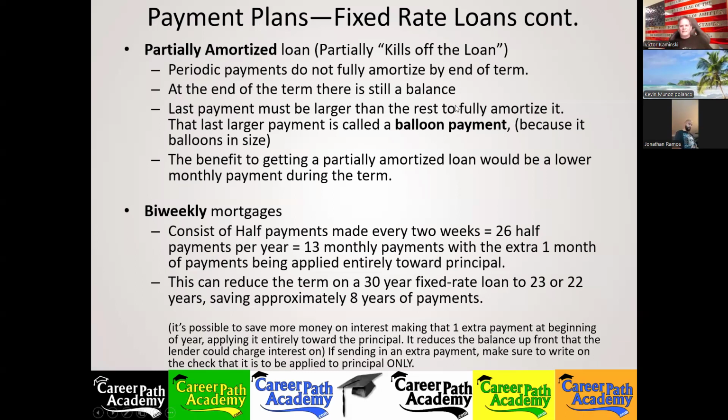Now, why would you want to get this type of a loan that doesn't fully amortize and the last payment is much larger than the rest? Well, because then throughout the term of the loan, your monthly payment is smaller.